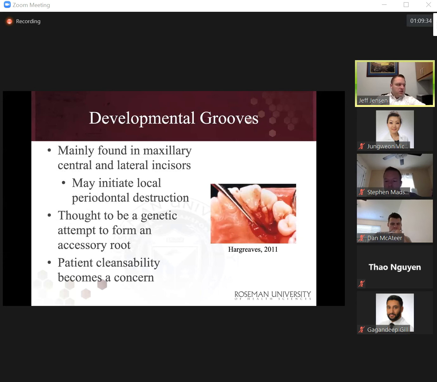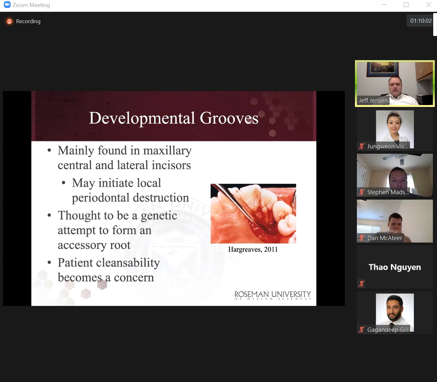Developmental grooves. So we kind of touched on these earlier a little bit. Typically found in the maxillary central and lateral incisors. In my experience, it's mostly lateral incisors. They may initiate local periodontal destruction. So like we talked about before, it can be hard to clean that area because it's a little infold of the enamel and dentin and cementum.